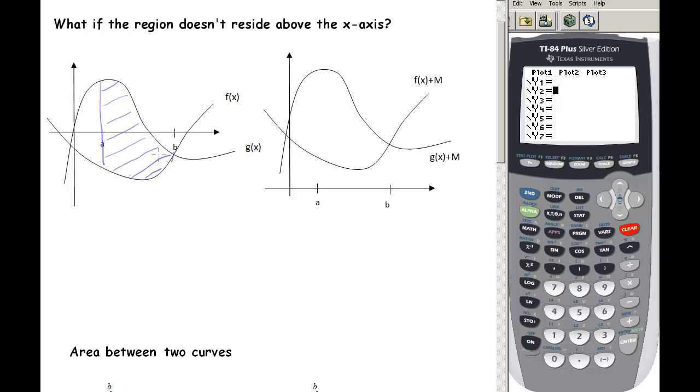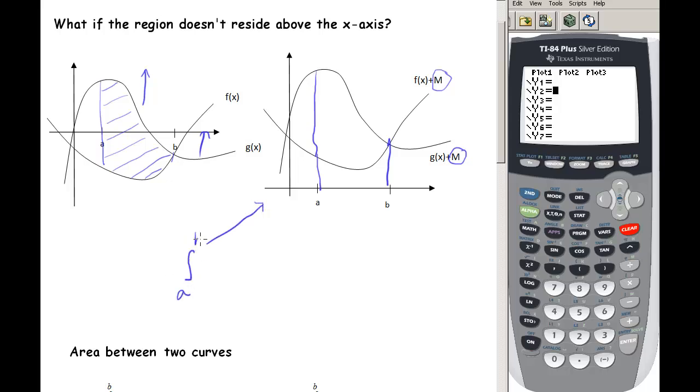So what we do in order to figure out how to deal with this is think about, okay, well, if we scoot these functions up the same amount by adding some value m to both functions, then you're going to have the same shape, but it's going to be scooted up into the first quadrant. And now we don't have any problems with things counting as negative area. So let's find the area of this region over here.